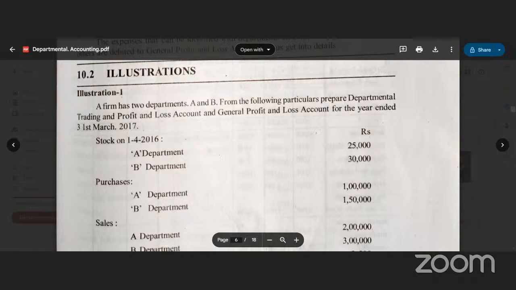Now you may ask, madam, how do they do that? One building he's paying rent. Say for example, total building he's paying 1 lakh, and 4 floors are there, each floor 25,000. Can he divide?